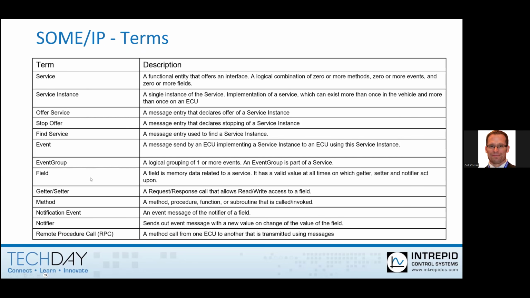So there are different terms. I think we've covered most of them here, so we won't spend time going through this list. Service, we just covered what a service is. A service instance is a single instance of the service. There can be multiple instances; in our particular example, one instance is the right mirror module, and the same service could be an instance of a left mirror module. Any service provider can offer a service, stop a service. With service discovery, you can find services, and an event is a group of anything that triggers data to be sent. And we talked about fields and different events.